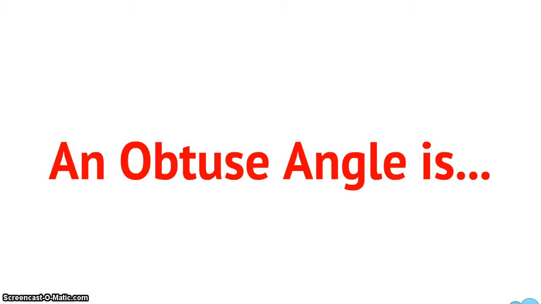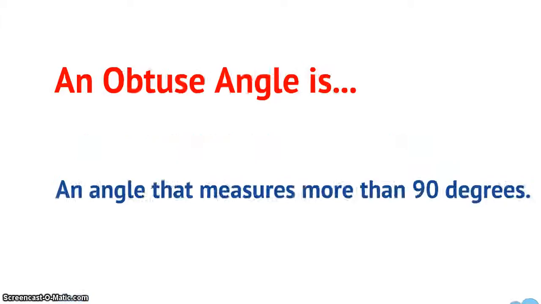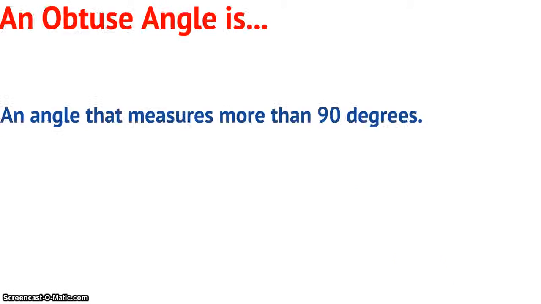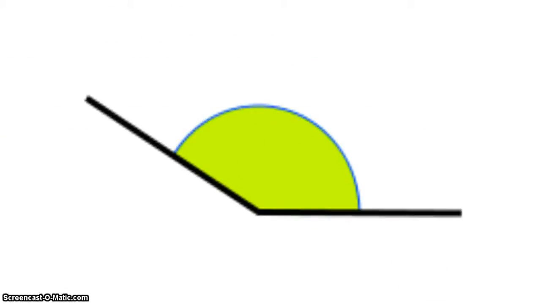An obtuse angle, here's another definition. An obtuse angle is an angle that measures more than 90 degrees. This is an example of an obtuse angle. This section in here is greater than 90 degrees.